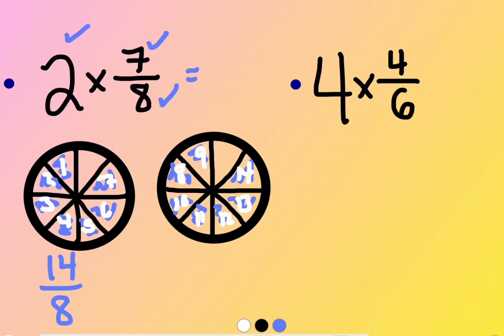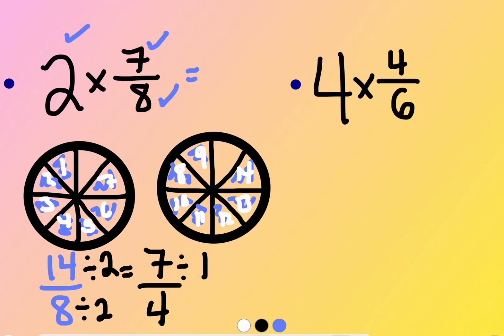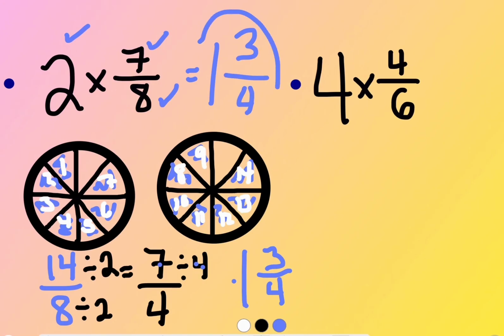because it's not simplified. First thing I like to do is I like to see, okay, what can I divide into both the top and bottom? Got to think of the factors of 14. The biggest thing that they both have in common is 2. 14 divided by 2 is 7. 8 divided by 2 is 4. Now I can change 7/4 to a mixed number. How many times can 4 go into 7 without going over? Once. Keep my denominator. What is 1 times 4? 4. What is 7 minus 4? 3. So my answer is 1 3/4.